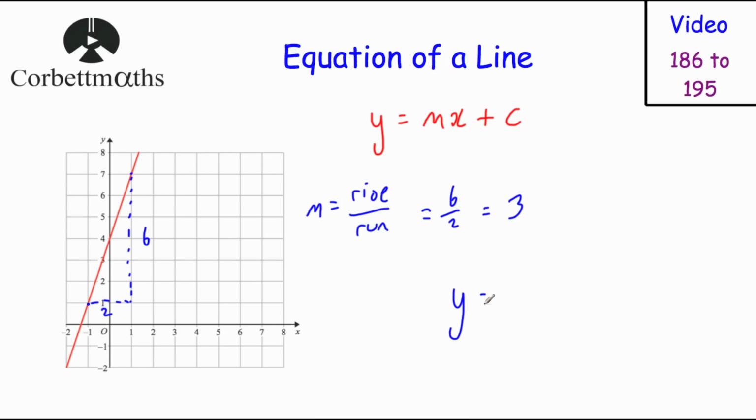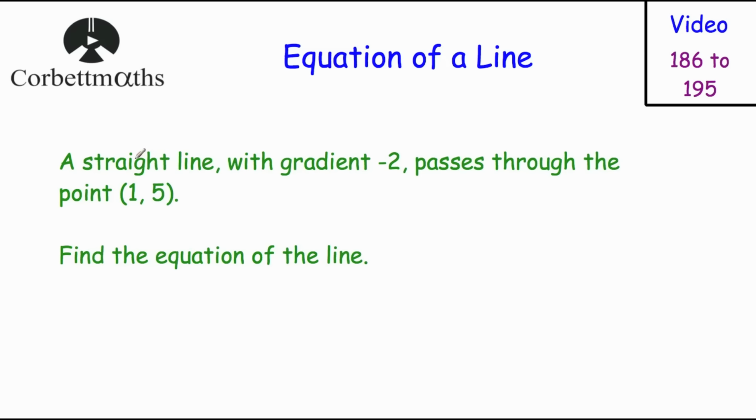So we know it's going to be y equals 3x. Now in terms of the y-intercept, it crosses at positive 4, so it's going to be plus 4. If it crossed down here at minus 1, you would write minus 1 and so on. If it crossed through the origin, 0, you wouldn't write anything, you would just write y equals 3x. But this graph had a y-intercept of 4, so we wrote y equals 3x plus 4, and that's it.